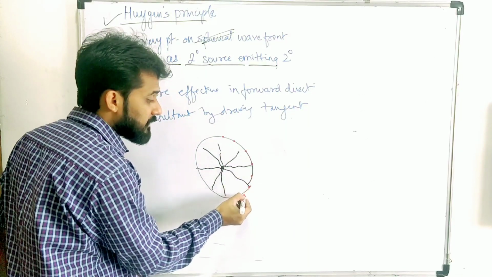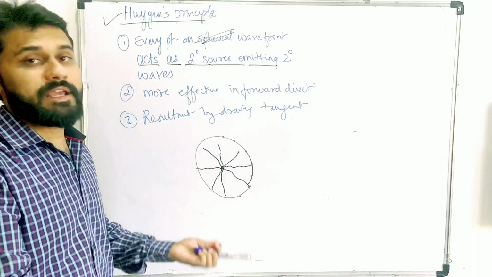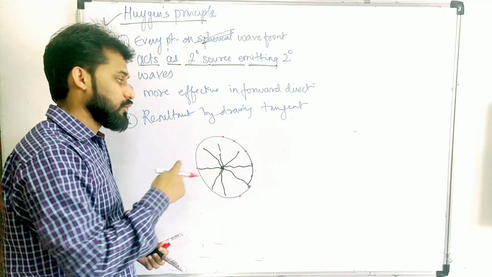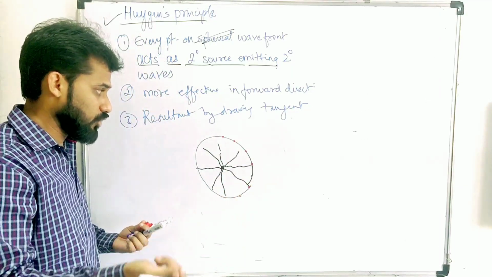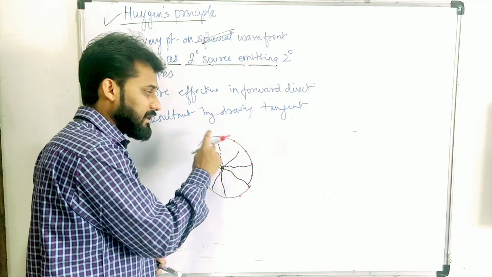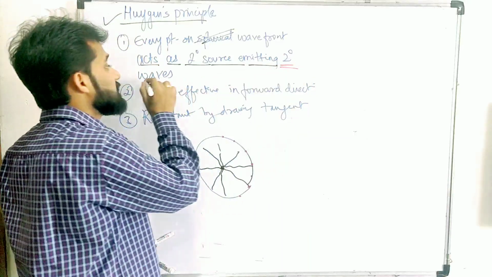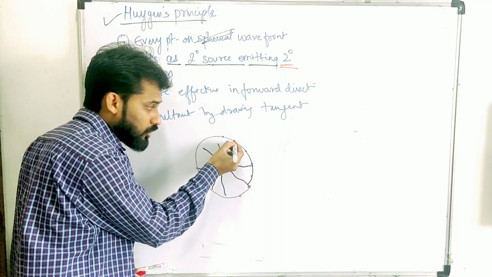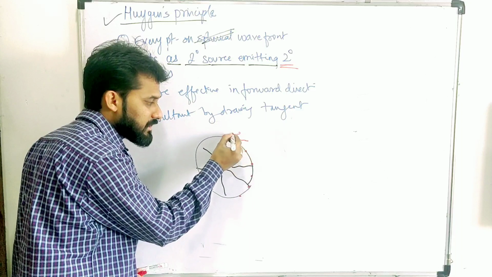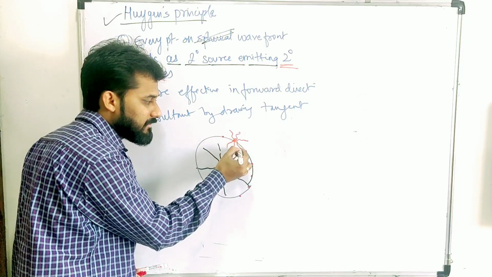Every point on this wavefront will think that it is itself a source. This point will think that it is the source itself. So this point which is on the wavefront will act as a secondary source and it will emit secondary waves. So if it is itself a source, it will start emitting waves in all direction according to the theory.